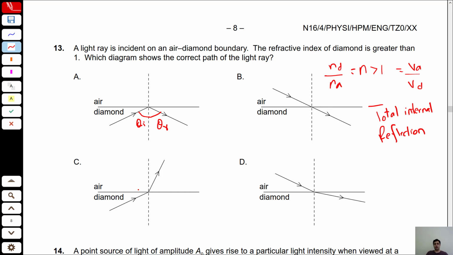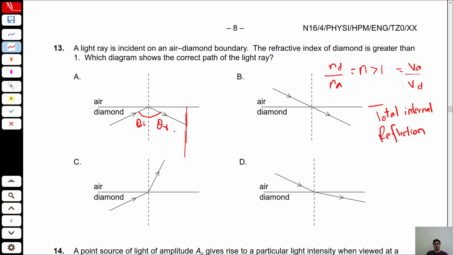You can see there's a refraction going on here because the wave is passing from one medium to another, since air and diamond have different densities, hence they are different media. There's a refraction happening here also, bending away from the normal. There's nothing going on here. I mean, there should have been some refraction, bending toward the normal. Here there is a total internal reflection happening.